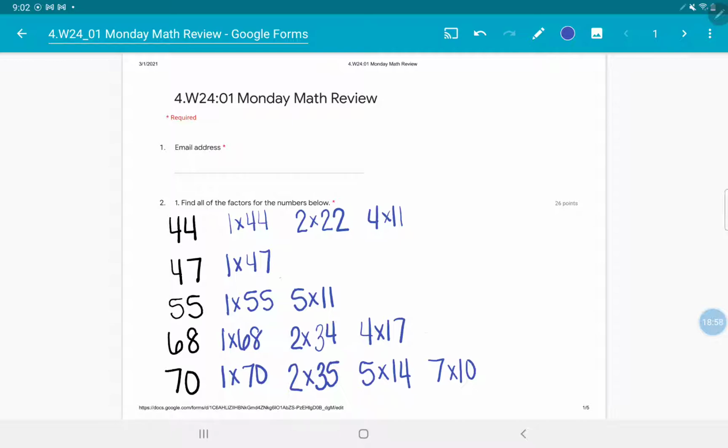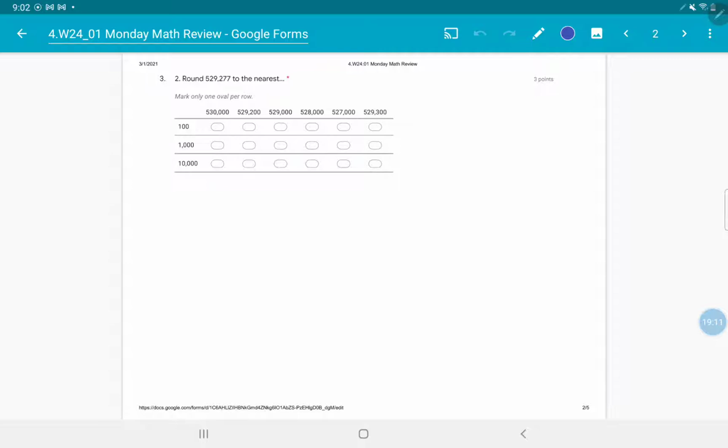Hey, it takes us a little bit of time to get through factors, but that's where knowing your facts quickly is really going to help you. You don't have to spend near as much time if you know your facts. Okay, so let's go on to the next question.